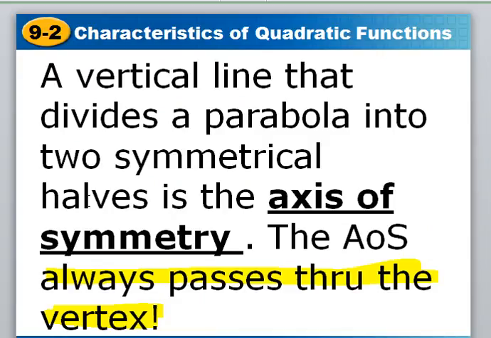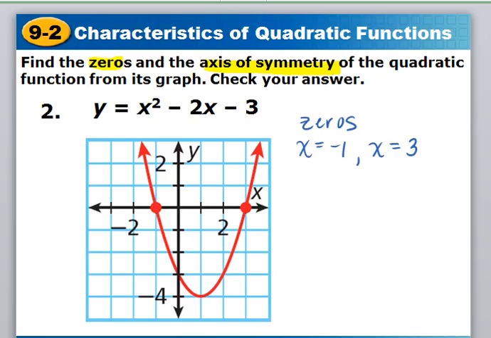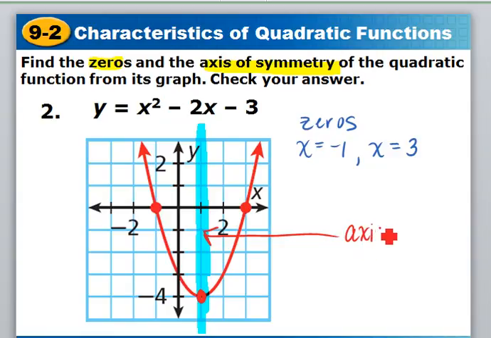And then my axis of symmetry, if we go back to the definition, divides it up into two symmetrical halves. So what it does is it splits it in half. I'm looking for where this is split in half. Remember, the axis of symmetry always includes the vertex. Well, there's the vertex. The axis of symmetry is this line that I've highlighted. It's a vertical line, so I know it's an x equals equation. X is always 1. So the axis of symmetry equation is x equals 1.